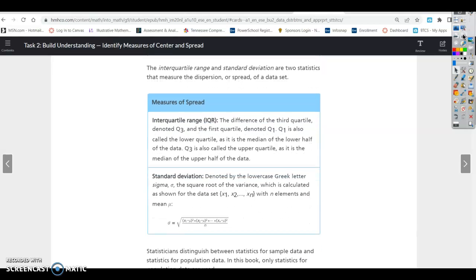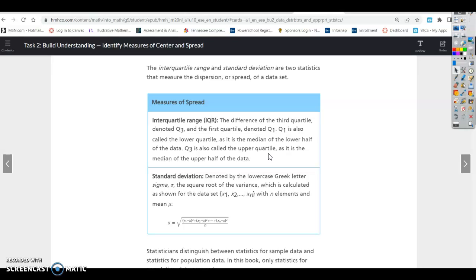All right, the interquartile range and standard deviation are two statistics that measure the dispersion, or spread, of a data set. Measures of spread. So your interquartile range, known as IQR, is the difference of the third quartile, denoted Q3, and the first quartile, denoted Q1. So to find the interquartile range, you're going to do Q3 minus Q1. That's what the difference means. Q1 is also called the lower quartile and it is the median of the lower half of the data. Q3 is also called the upper quartile, and it is the median of the upper half of the data.